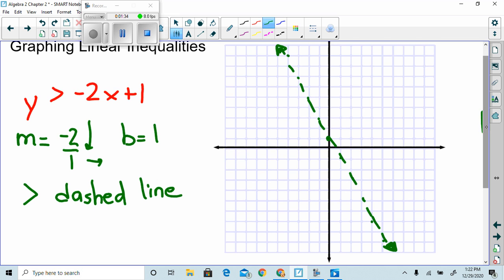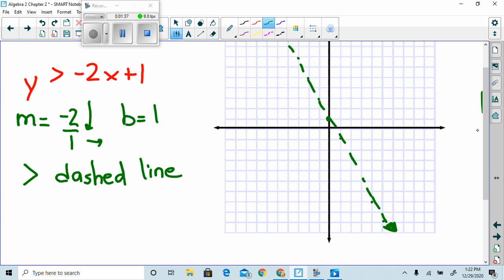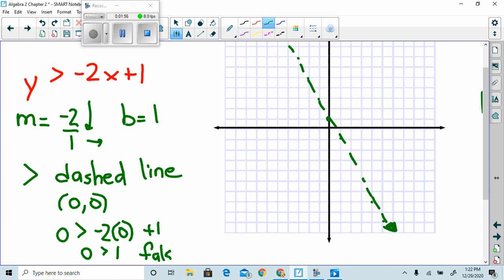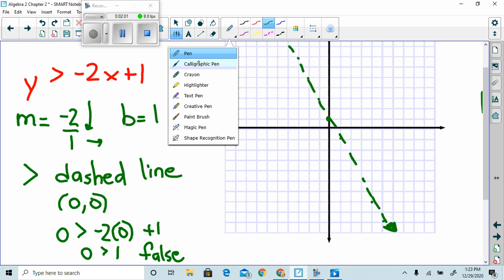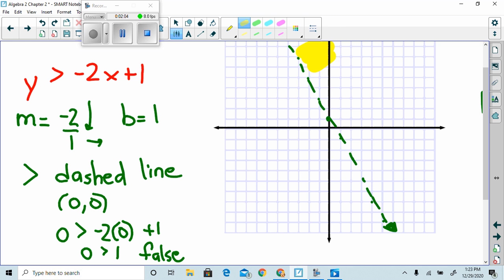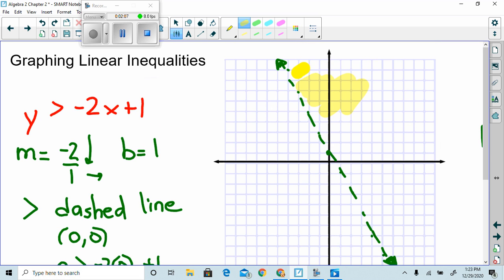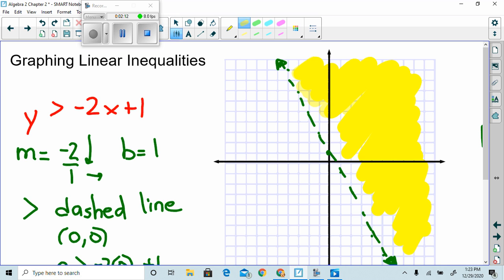Now comes the shading part. We need to decide if we need to shade above the line or below the line. We use a test point. We use 0, 0. That means that y is 0 and x is 0. And then we go ahead and simplify and see that the statement says that 0 is greater than 1, which is a false statement, which means that the origin 0, 0 is not part of this. So I'm going to now shade everything in the portion or the area that is not including the origin.